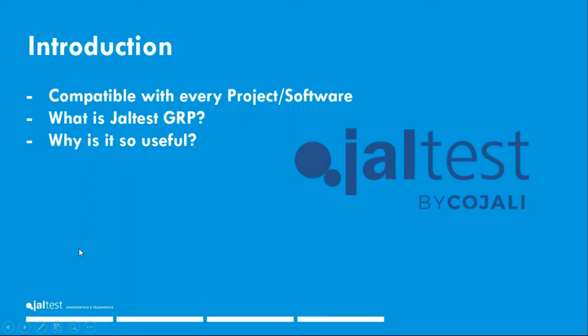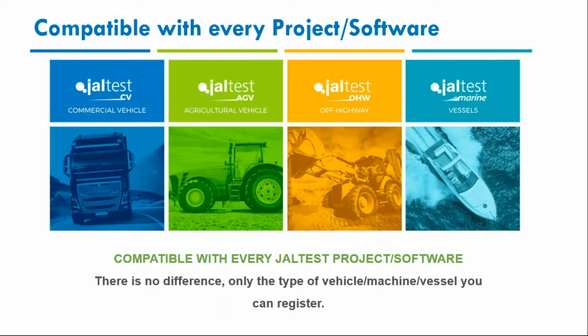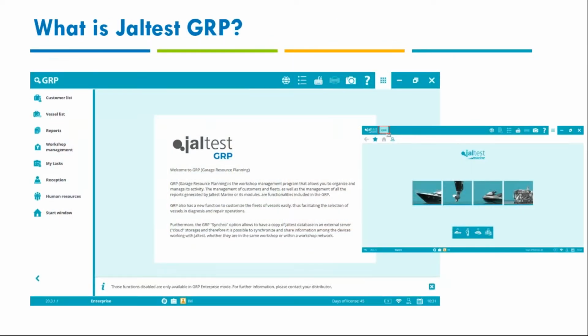Okay, first thing, introduction. Important, I just said it, but it is compatible with every project and software. Then what is GRP and why is it so useful? Okay, so first thing, I want to repeat it, okay? Very important, it's compatible with every Jaltest project and software, okay? So don't be scared if I'm registering boats instead of trucks or tractors or construction machines, exactly the same. So if you want to take advantage of this webinar and this tool and this option, the GRP, stay with us.